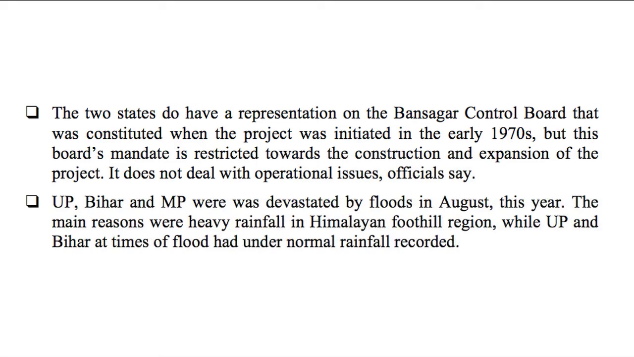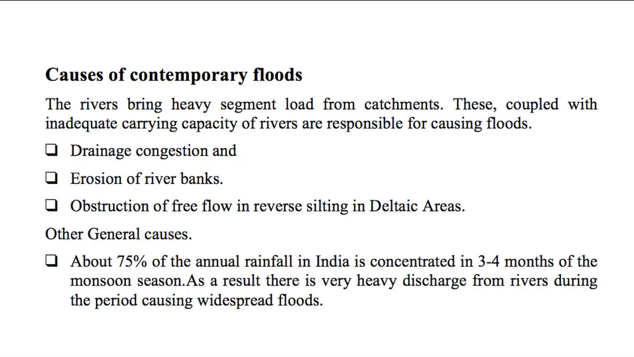UP, Bihar and MP were devastated by floods in August this year. The main reason was heavy rainfall in the Himalayan foothill region, while UP and Bihar at times of flood had below normal rainfall recorded. Causes of contemporary floods: the rivers bring heavy sediment load from catchments. This, coupled with inadequate carrying capacity of rivers, is responsible for causing floods. Other causes include drainage congestion, erosion of river banks, and obstruction of free flow in river, and silting in deltaic areas.